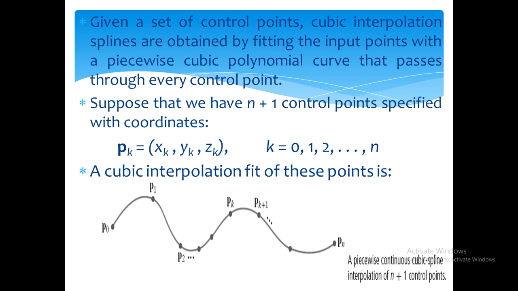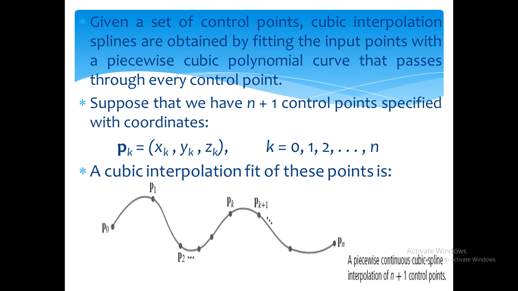Suppose that we have n plus 1 control points specified with coordinates. Each control point has x, y, z, as I told. Pk, in general, if Pk is one control point, it has an x value, a y value, and a z value, where k varies from 0 to n. A cubic interpolation fit of these points is like this.